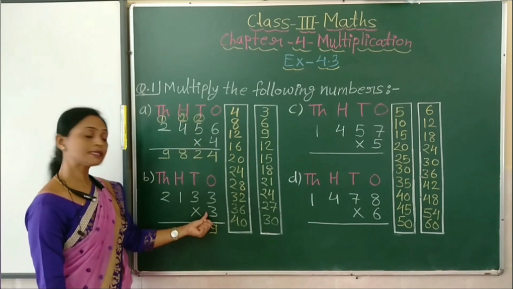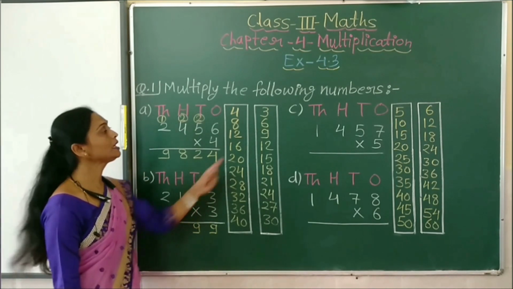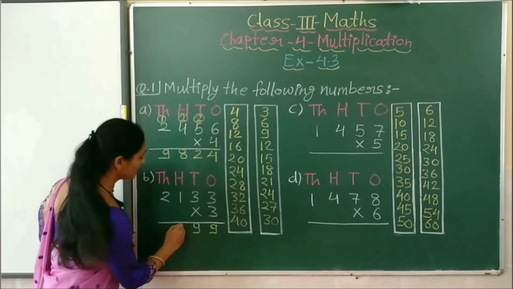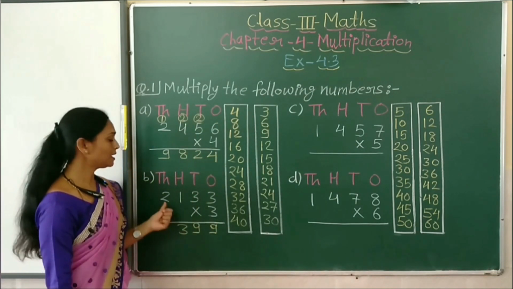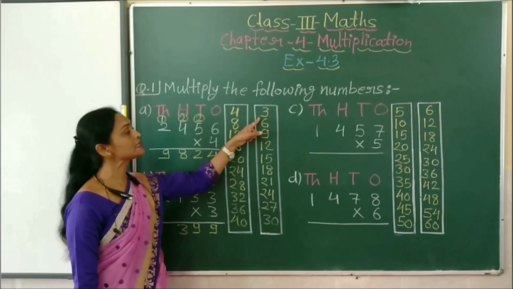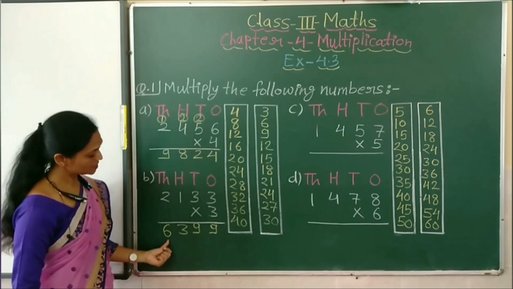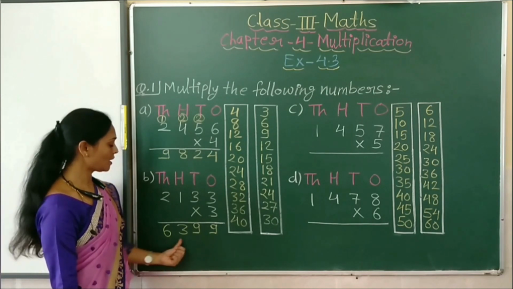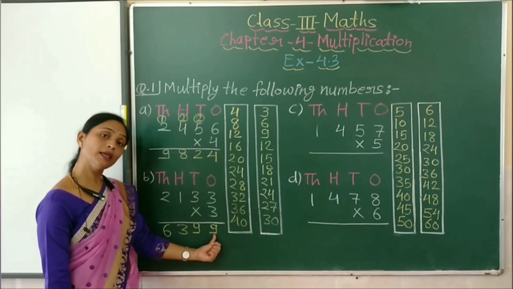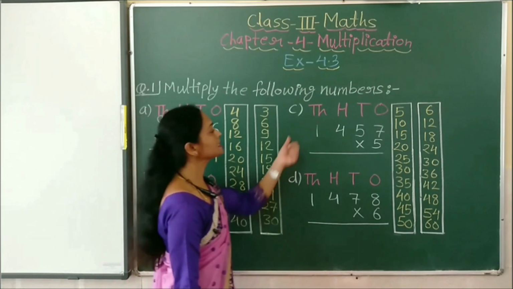Then 3's table how many times? 1 time only. So 3 ones are 3. And then 3's table 2 times. So 3 ones are 3 and 3 twos are 6. So here we got 6. So see which number we got? 6399. Now we will solve this third one.